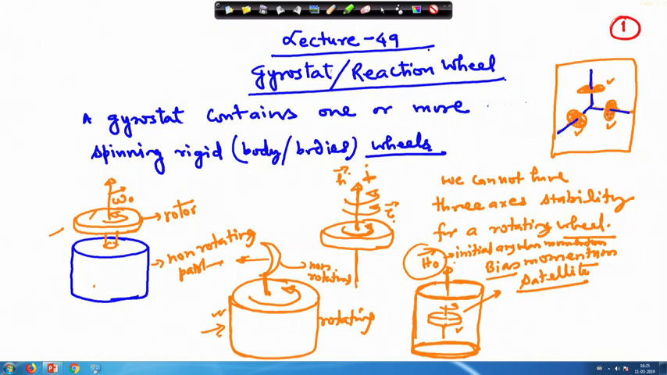And by rotating the wheels or speeding up, applying torque to this wheel using a certain motor, we can orient the satellite along a particular direction, we can change its angular velocity and so on. So, this kind of configuration is called the reaction wheels. So, these are acting as the reaction wheels.